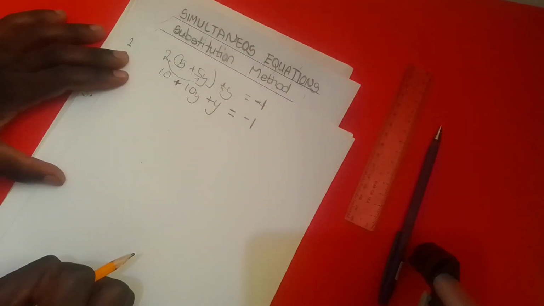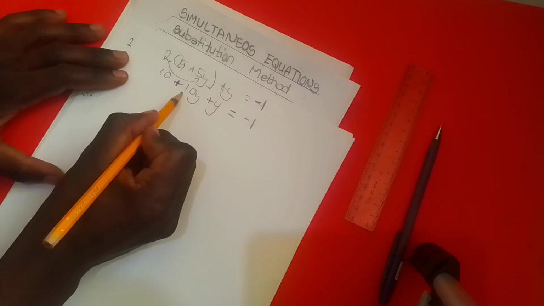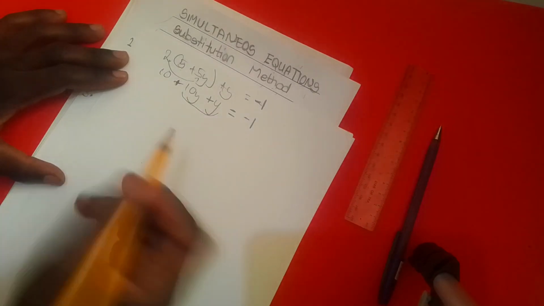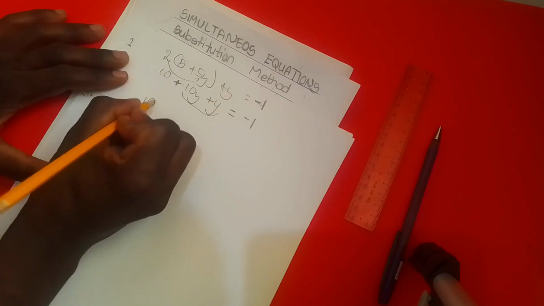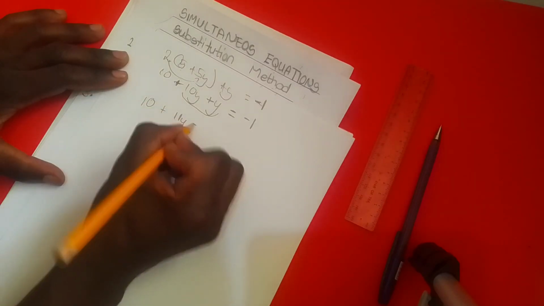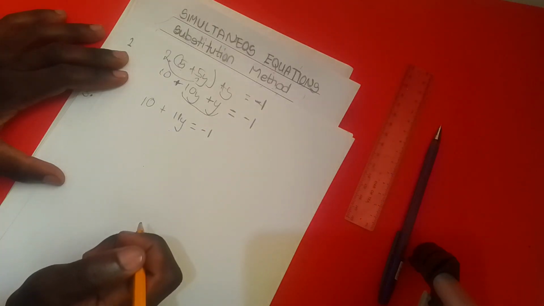Okay, this is clear enough. Here it's clear that we are seeing 10y plus y. That leads to 11y. So which means we now have 10 plus 11y being equal to negative 1.